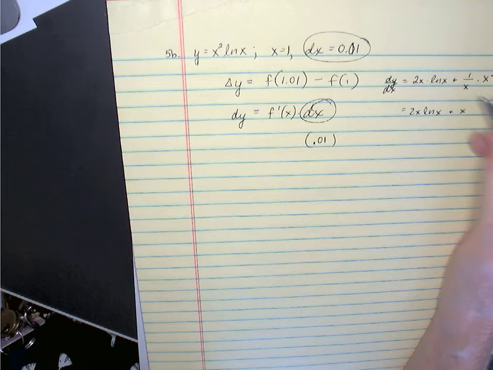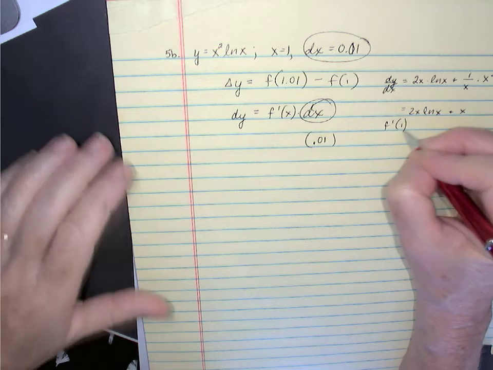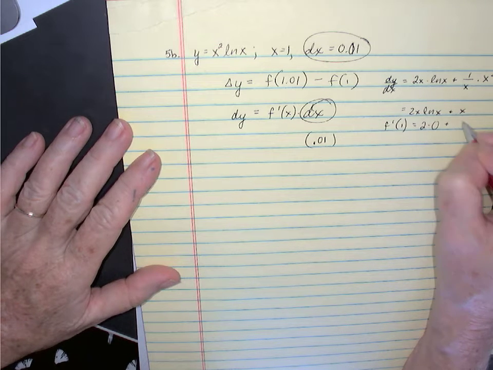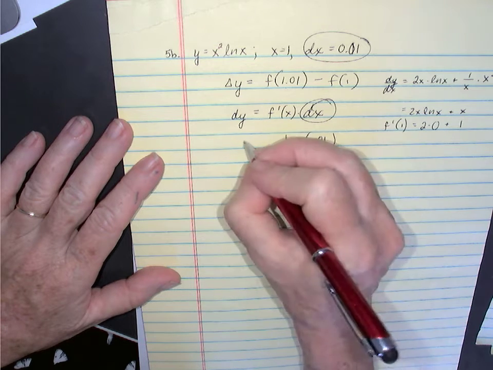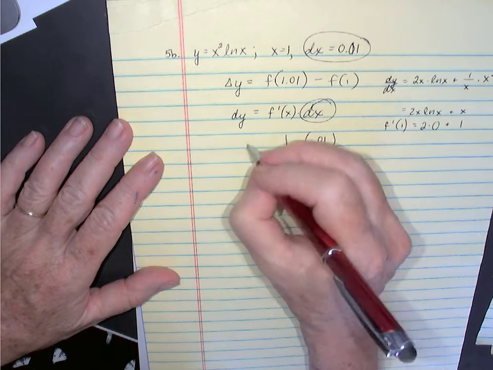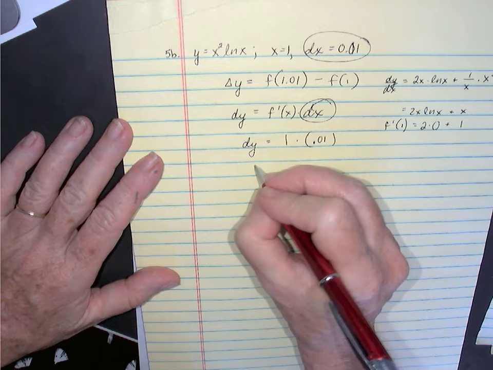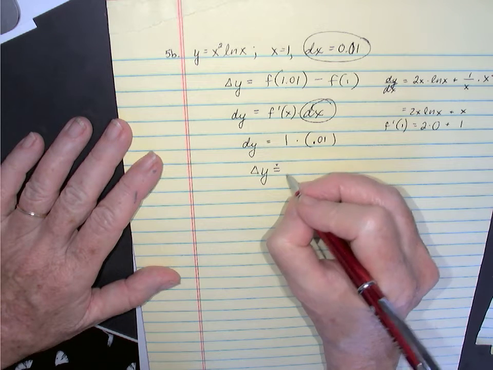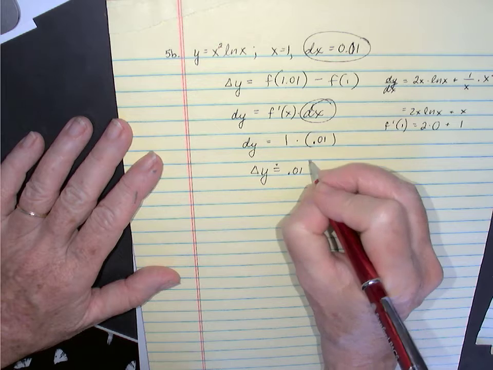And what I need to do is I need f prime of 1, which is going to give me 2 times the natural log of 1, which is 0. So this is just 1 times dx. Okay, so our differential is telling us that our change in y is going to be approximately equal to just 0.01.